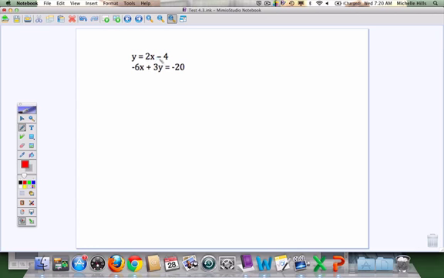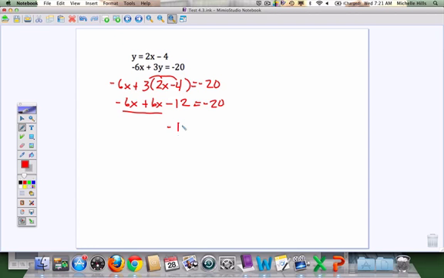Now again, I know the value of y. y has a value of 2x minus 4. So everything in this second equation is going to be copied down, plus 3 times, instead of y, I'll put a 2x minus 4, and then bring down my equals negative 20. I need to do the distributive property to get rid of those parentheses, so negative 6x plus 6x minus 12 equals negative 20. Now when I take negative 6x and add 6x to it, I get 0. And 0x I don't even need to write, because 0 times x is just 0.